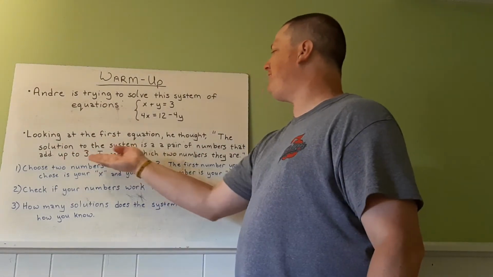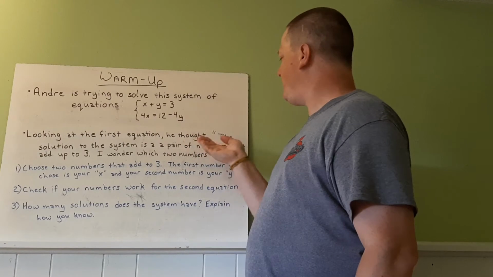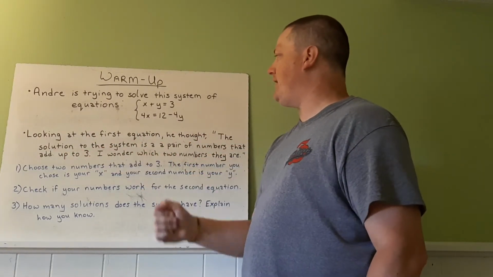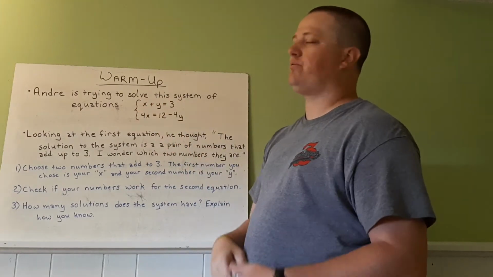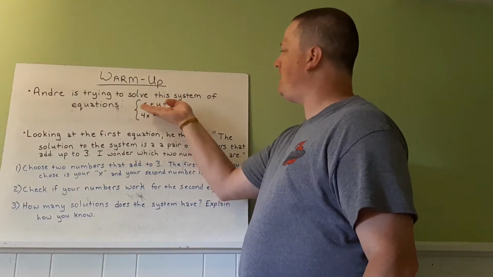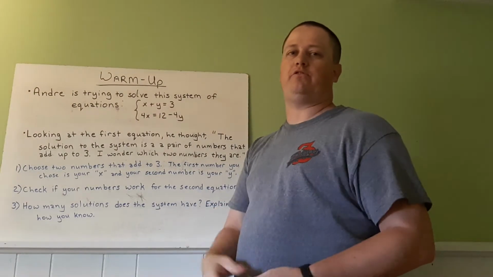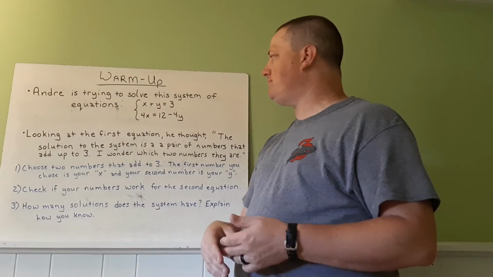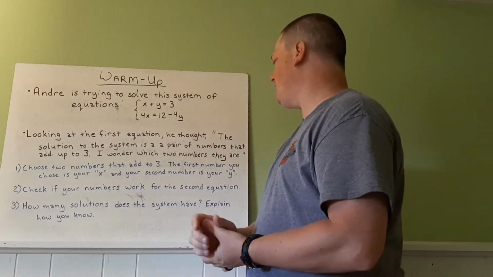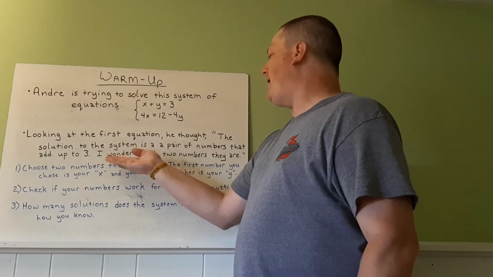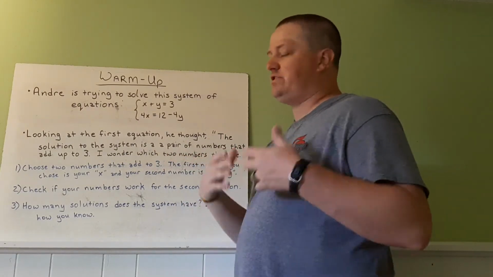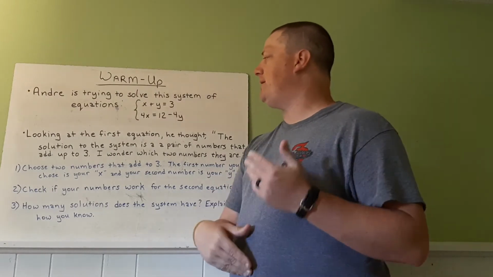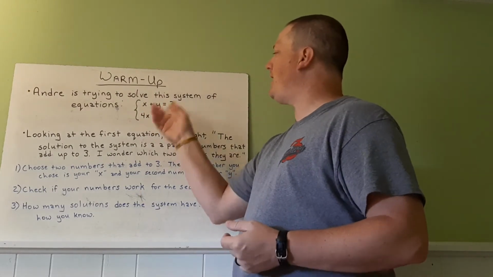And then looking at the first equation, Andre thought the solution to the system is a pair of numbers that add up to 3. So notice x plus y equals 3. Any two numbers that add up to 3 will make that correct: 1 plus 2, 3 plus 0, negative 1 plus 4. Lots of possibilities there. I wonder which two numbers they are. So where they cross is the question, because then that number will make both of them correct.